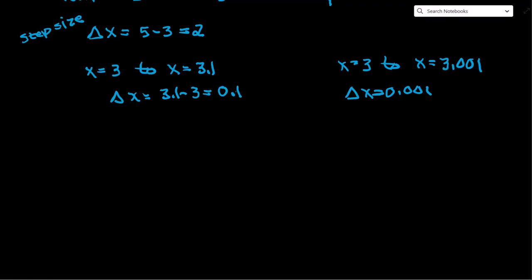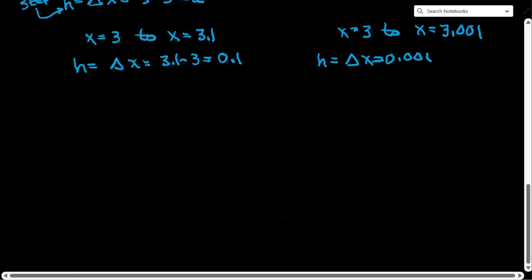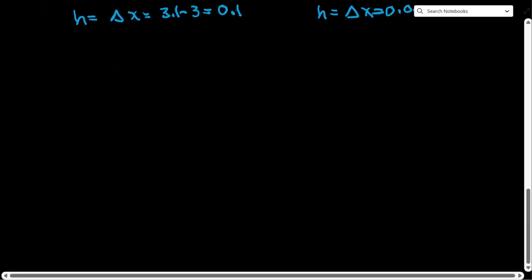Now, this delta x, or this change in x, this step size, is abbreviated with the letter h. So anytime we look at how big of a step we are taking, we're going to use the notation h to indicate the step size. Okay, so what does this give us in general terms?